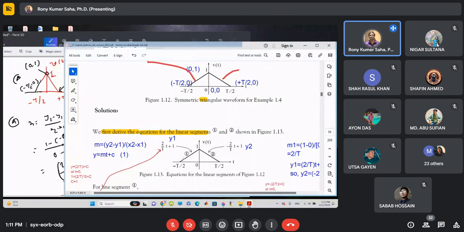So now we have the expression from minus t by 2 to 0 and 0 to plus t by 2. So we already have this expression. So the whole signal within this time boundary, we have already defined: it starts at this point, increases up to this point, and then falls to this point.